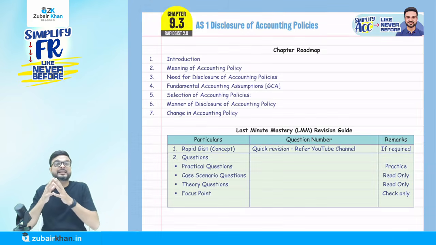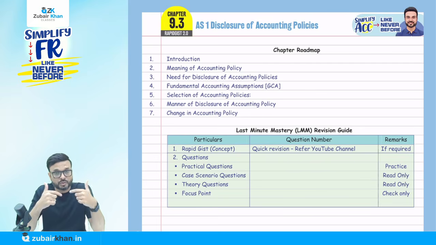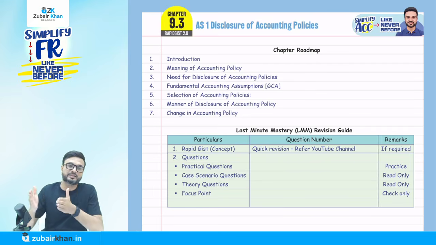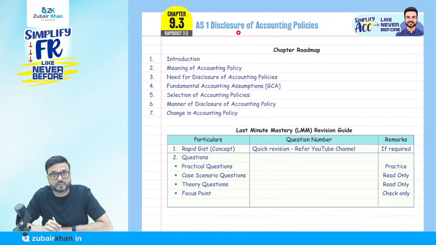This book is a concept book. In every chapter, on the first page, you will see a chapter roadmap. What is this chapter roadmap? In the chapter roadmap, you will come to know what we are going to cover in this chapter. As you can see in AS 1, Disclosure of Accounting Policy: introduction, meaning of accounting policy, need for disclosure of accounting policy, fundamental accounting assumptions, selection of accounting policy, manner of disclosure of accounting policy, and change in accounting policy. These are the 7 points we are going to cover in Accounting Standard 1.